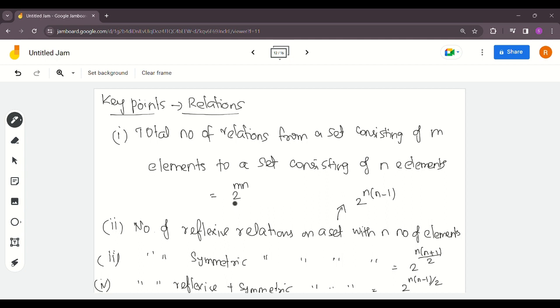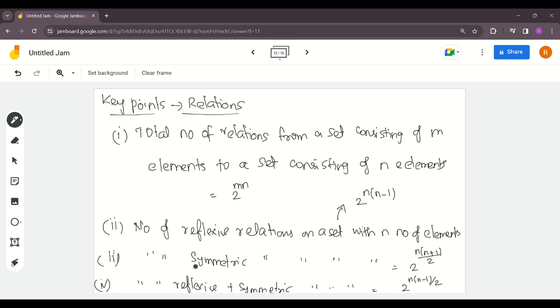So by knowing this formula, you can see how many relations actually exist. And the number of reflexive relations on a set. These are the key formulas which you got to know, which is nothing but 2 power n into (n minus 1), where n represents the number of elements of the set. So the number of reflexive relations, that is the same (1,1), (2,2), (3,3) like that. So 2 power n(n minus 1).